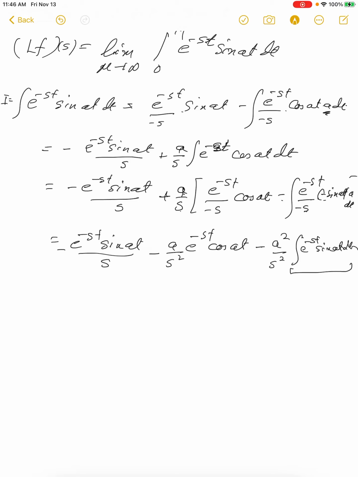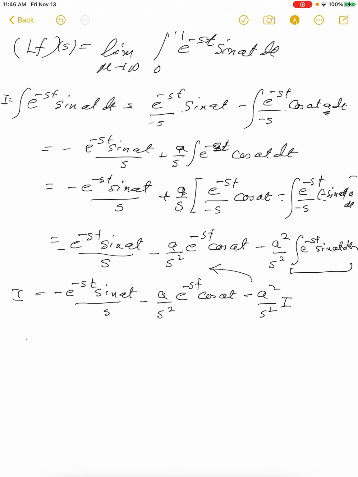But this is exactly your I. So you get I equal to minus e^(-st) sin(at) by s, minus a by s squared e^(-st) cos(at), minus a squared by s squared times I. So what will that give? You move this term to the left, so you get 1 plus a squared by s squared.